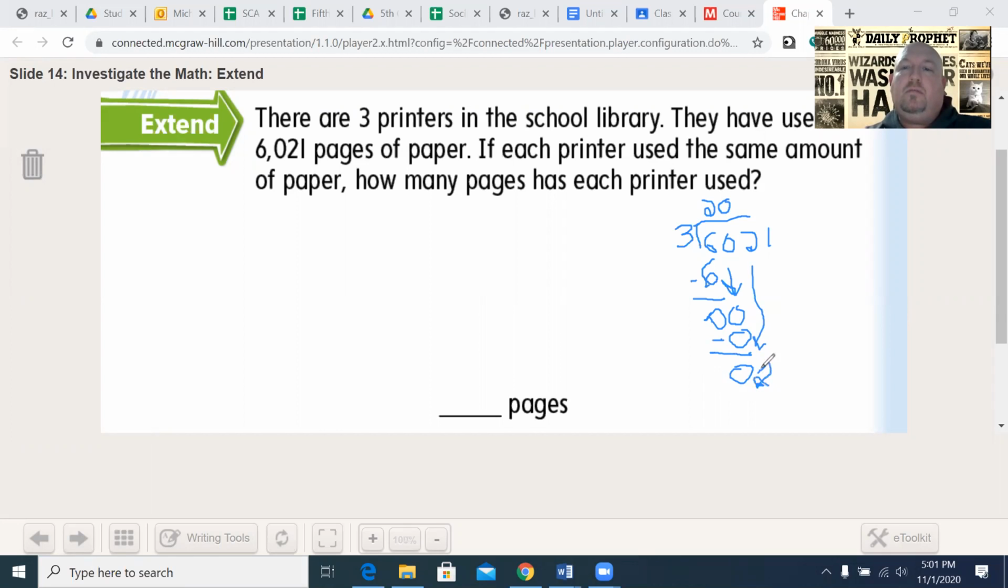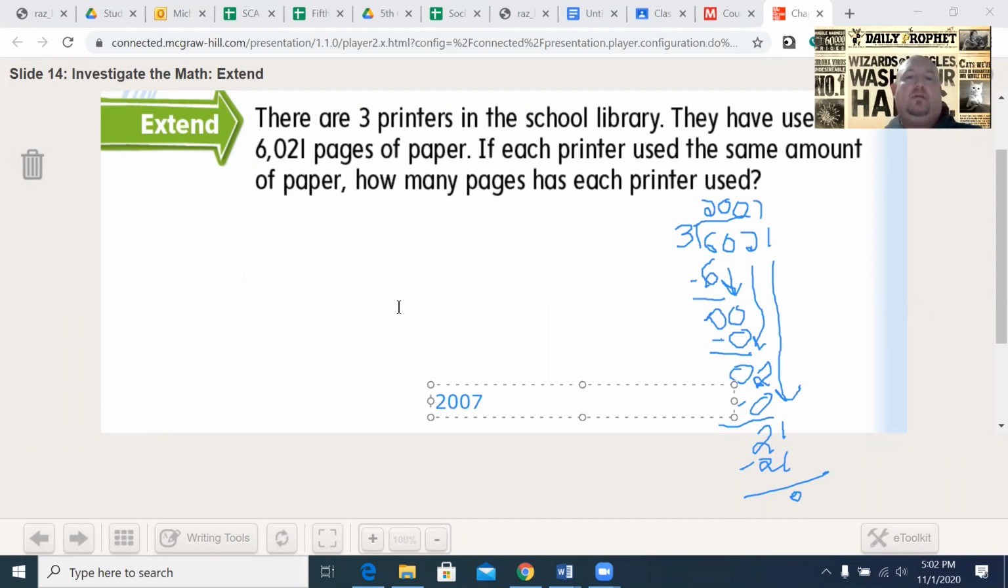Get a 2. By the way, it was 2007, not 2021. So I have a 2. Will 3 go into 2? Can you put 3 liters of water in a 2-liter bottle? Nope. Put another 0. Subtract, get a 2, get a 1. 3 goes into 21 7 times. 7 times 3 is 21. Here we go, 2007.